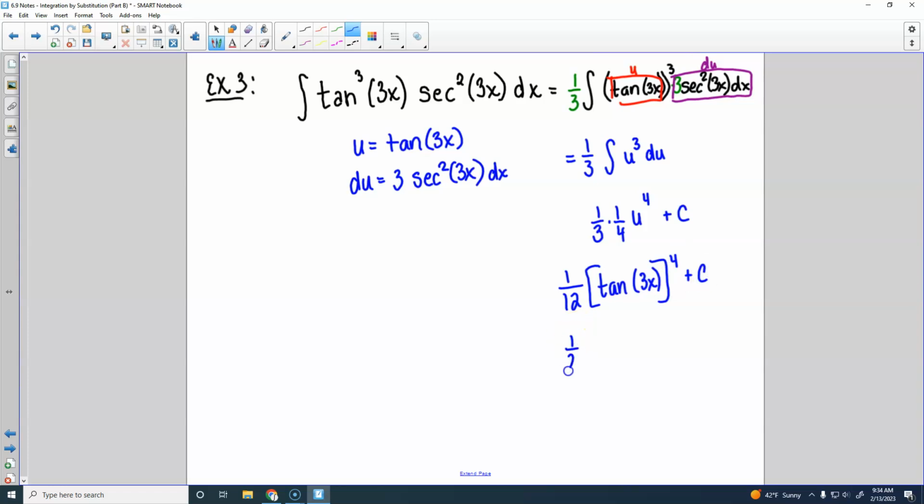But you will probably see them write it like this: 1/12 tangent to the fourth plus c. These two expressions mean the same thing. Just you're probably going to see that notation used if it's multiple choice. I'm just showing every one of those steps to be very clear about what is happening, but you don't necessarily have to show all those. I should put my string of equal signs here.